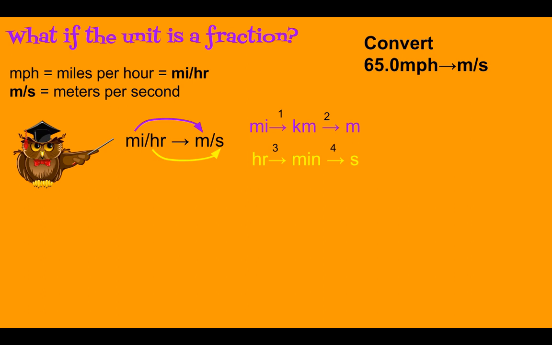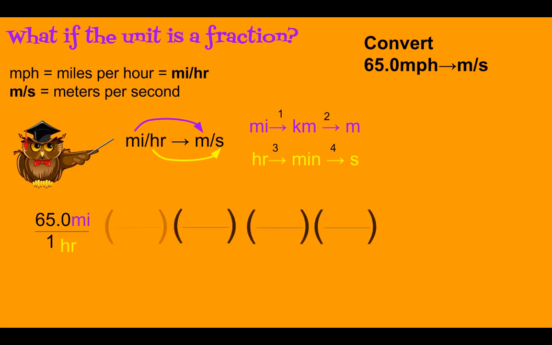So you're going to use conversion factors to get from where you start to where you want to be. All right, we have our 65.0 over 1, but when you're using fractional units, you have to separate the units into the numerator and the denominator, just like you did with the numbers. So miles per hour is miles over hours.